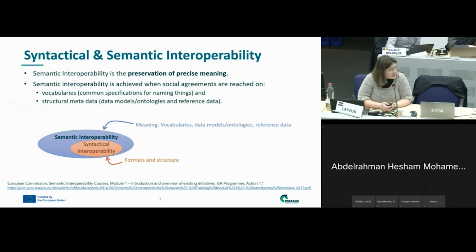So the European Commission has this very nice online course from 2014, defining what is semantic interoperability. The link is just at the bottom of the slide here. And they define semantic interoperability as the preservation of precise meaning. To make things simple, I simplify a little bit and say that syntactical interoperability is included inside semantic interoperability. Syntactical interoperability addresses formats and structure, whereas semantic interoperability addresses also vocabularies, data models, ontologies, and reference data. So semantic interoperability is achieved when there are social agreements that are reached on all of those things.